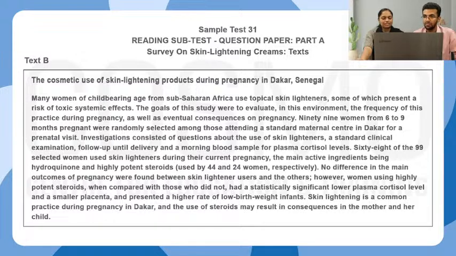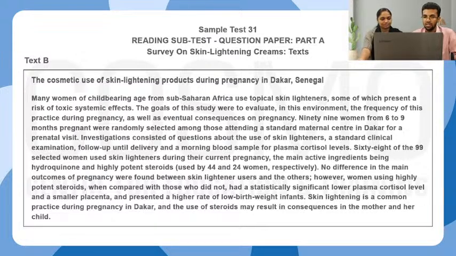You only have to write topical, no need to write topical skin lighteners, because skin lighteners is already given in the question, so no need to repeat that. Just write topical. The answer is that one word, topical. Yes, Cat, Arsha, BS, Alfie, you all got it right. Most people got it right.